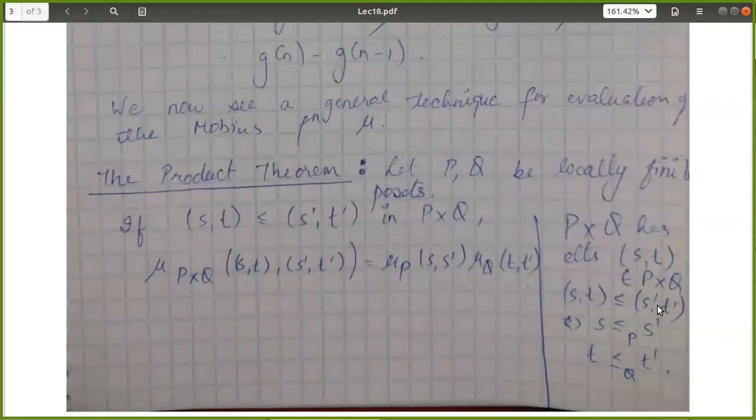Okay. So once we understand what a product poset looks like, the Cartesian product, then for two elements (S, T) less than or equal to (S', T') in P cross Q, you have to assume this because now you're working in the interval of P cross Q. So this interval from (S, T) to (S', T') makes sense only with this inequality, right? Then the Mobius function of the poset P cross Q is given by the product of the individual Mobius functions. So mu of P cross Q on the element (S, T), (S', T') is equal to the product of mu P (S, S') and mu Q (T, T').